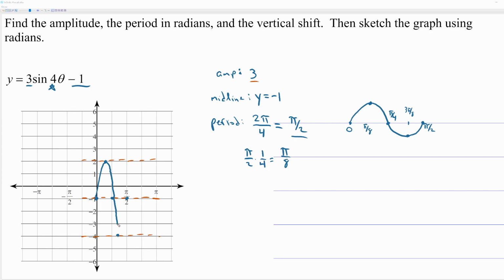That's about the best I can probably do. You could draw more periods if you needed to, but this will do for that. So that's how you graph the sine function. It's also how you graph the cosine function.